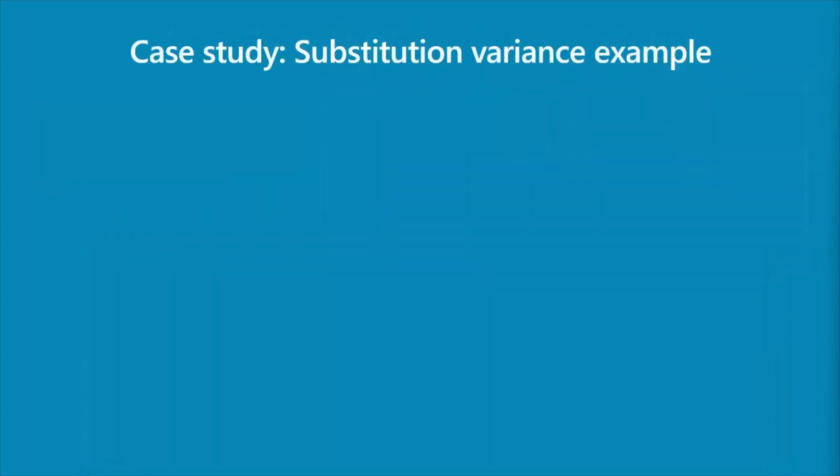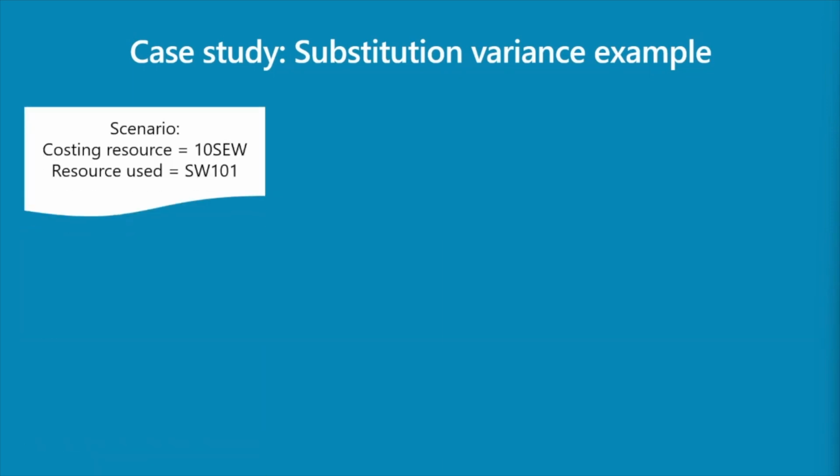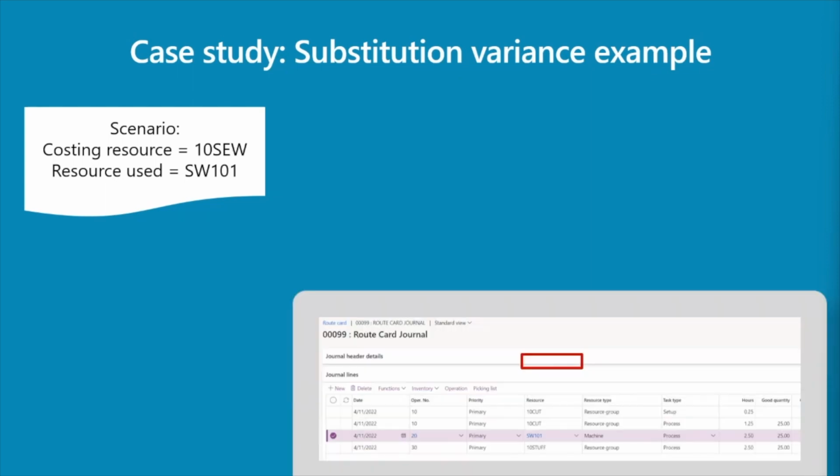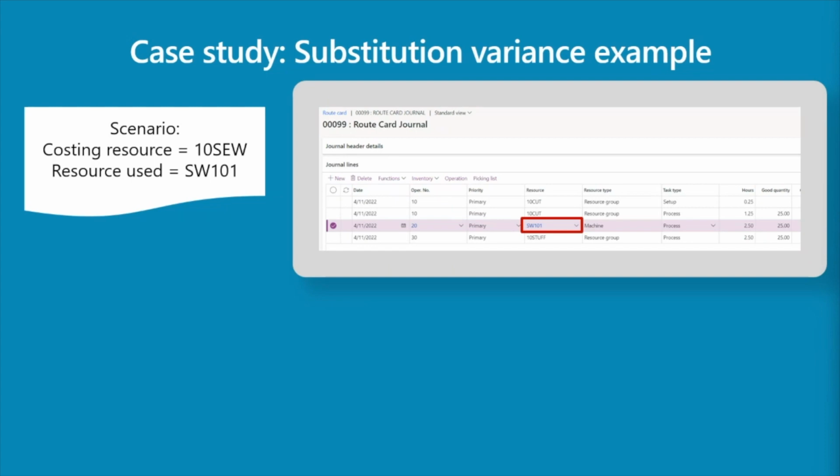In our last scenario for our case study, we'll look at an example of a substitution variance. Keep in mind this can happen on materials and labor, but for today's example, we've assumed it's a labor variance. In this example, the route for our sewing operation is set to use the 10 sew machine resource group as our operational resource. However, we want, in this case, to specifically use the SW101 resource. So we create a route card journal, and we change the resource ID field on the sewing operation to SW101.